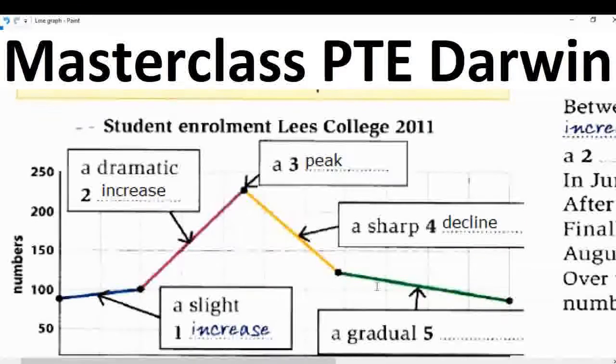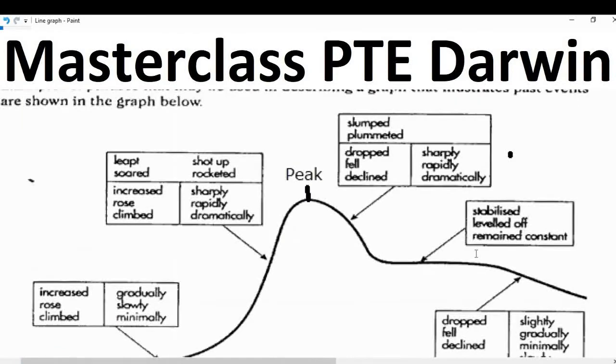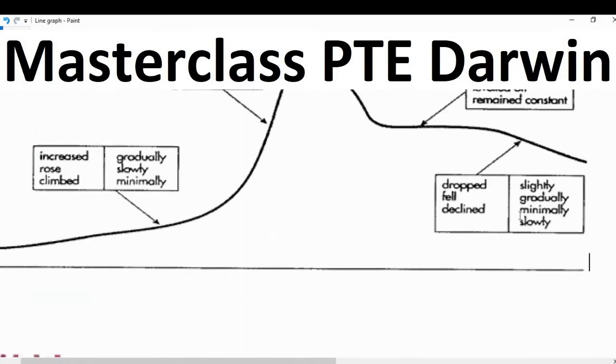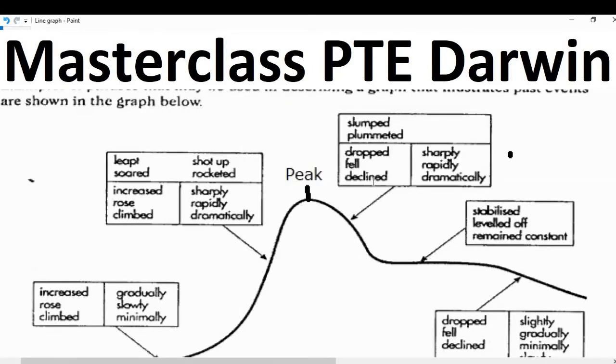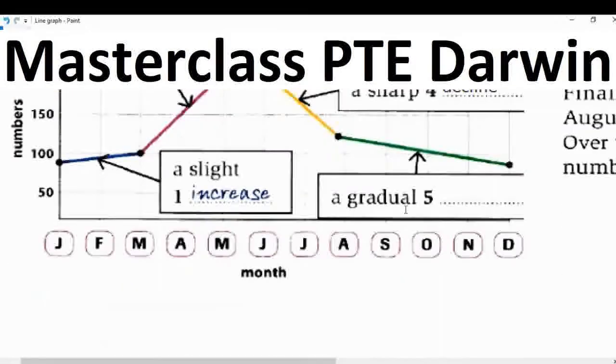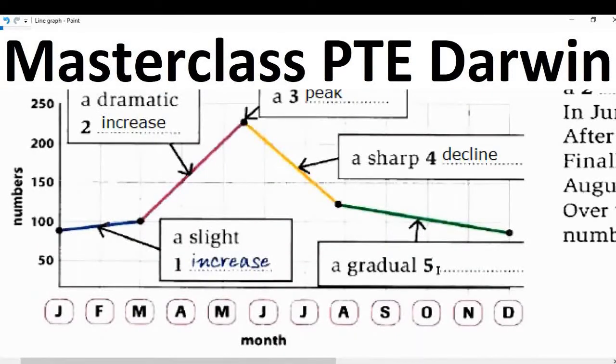And what about this one? Gradual. Okay. So we have used decline. What are the other words we can use instead of decline? So slightly, here. Okay. So here you see decline. Fell, dropped. They're using present tense, so here we can use decline, fall, drop. So fall, drop, what can we use? A gradual drop or fall.